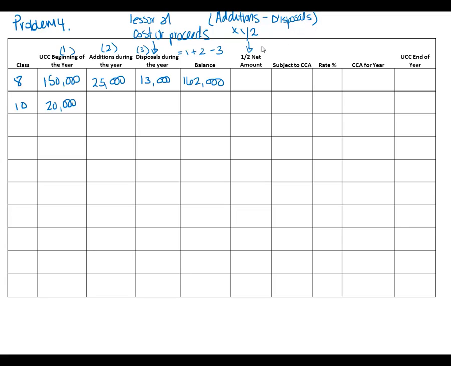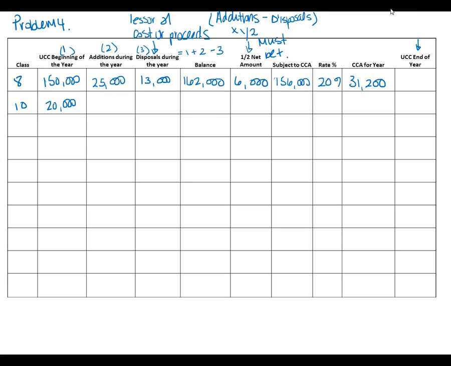Now the trick about this half net amount is that it must be positive. It can never be negative. So here I'm going to take 25,000 less 13,000 equals 12,000 times 1/2 is 6,000. Now my subject to CCA is 156,000. And class 8 is at a rate of 20%. 156,000 times 20% is 31,200.